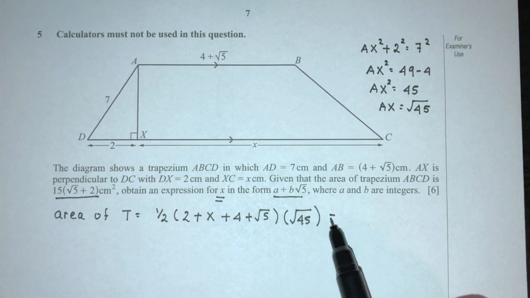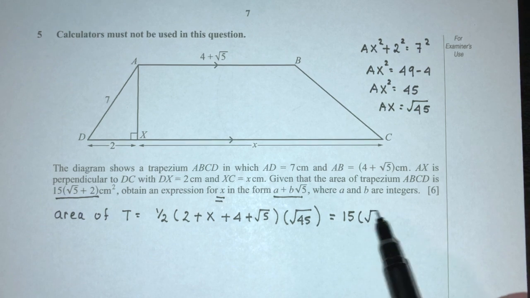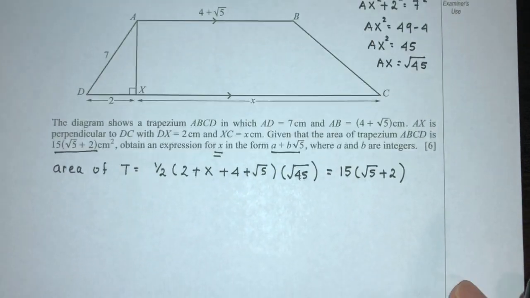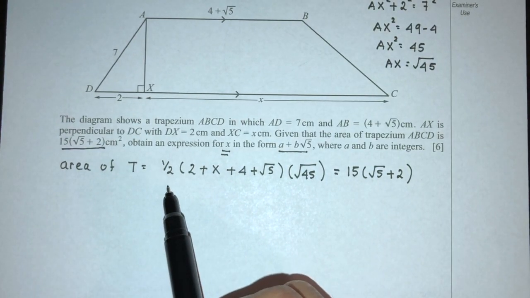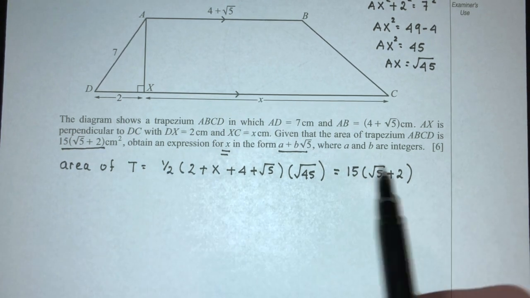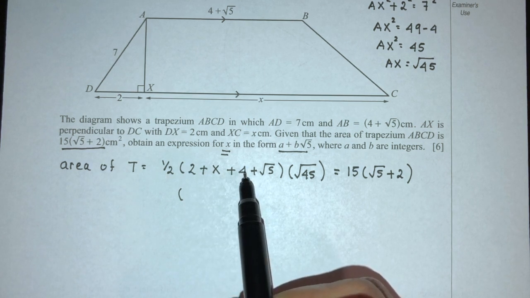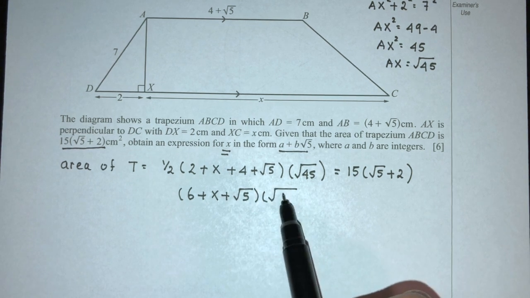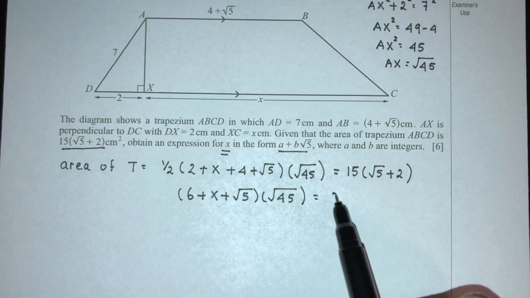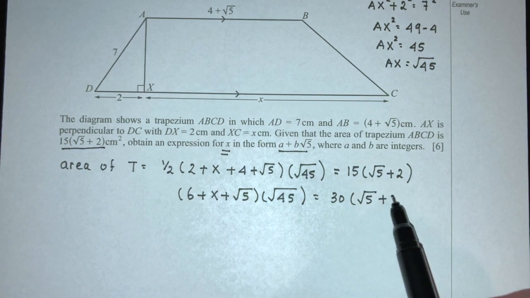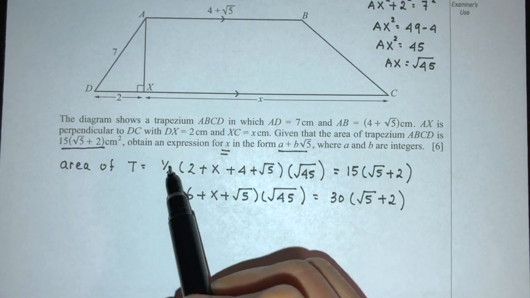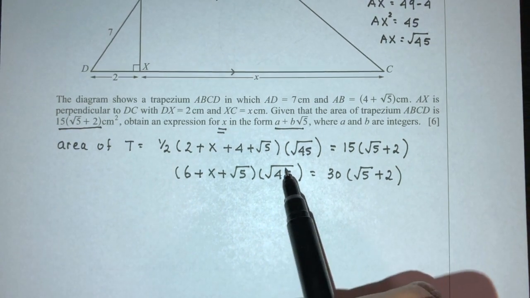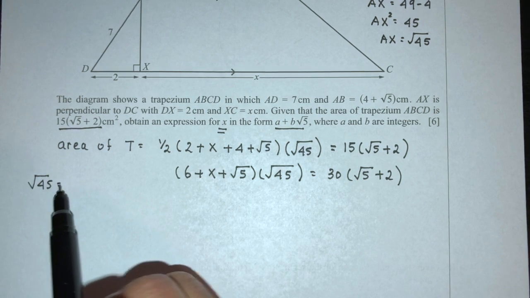And this is supposed to give you the value of 15 times root of 5 plus 2. Okay, so now we have to try to simplify this left hand side to see what do we have. So we have half here. We can send half over here. So send half over here, you will have 2 plus this will be 6 plus x plus root of 5 times root of 45 equal to 30 times root of 5 plus 2. Okay, because half, when you do cross multiply, 2 multiplied by this, right? So you will have this for now. Now you have to observe, what can this become? So root of 45 can be what? It can be, what is 45?